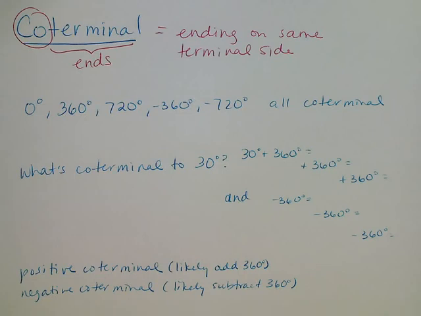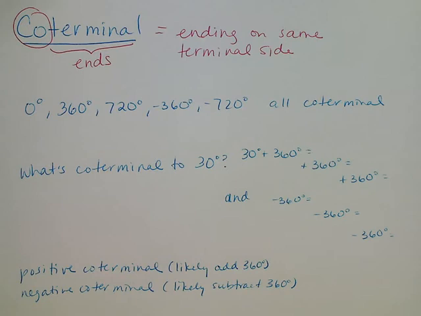In section 1.1, you learned about coterminal angles. An angle that's coterminal with another angle is an angle that ends on the same terminal side. So we would say that 0, 360, 720, negative 360, negative 720, they're all coterminal.